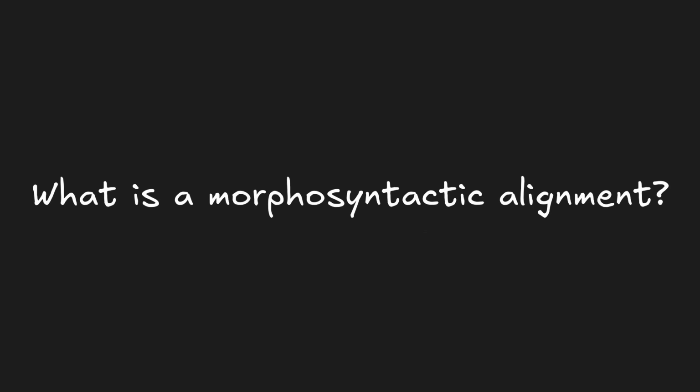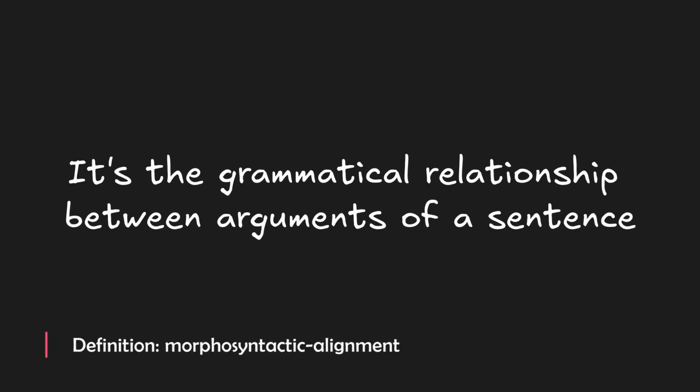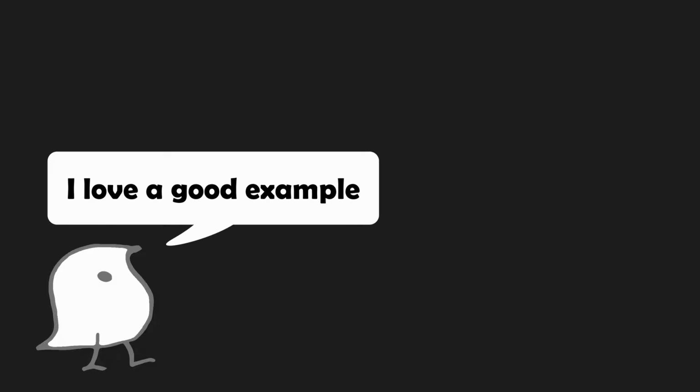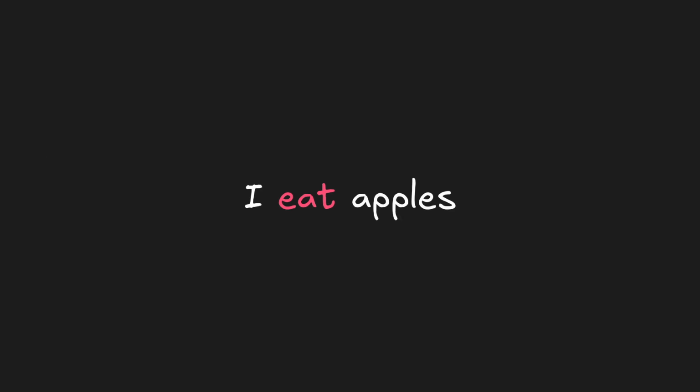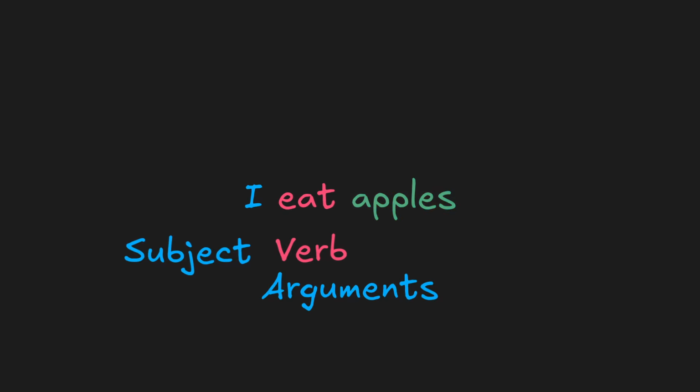But first, what is a morphosyntactic alignment? It's a fancy way to describe how arguments of a sentence are organized around a verb. And what do I mean by arguments? Simply the subject and the object of a sentence, or more precisely, of a verb. Let's look at an example to make sure this is clear. In the sentence, I eat apples. Eat is the verb, and I and apples are the arguments. I is the subject, apples is the object.